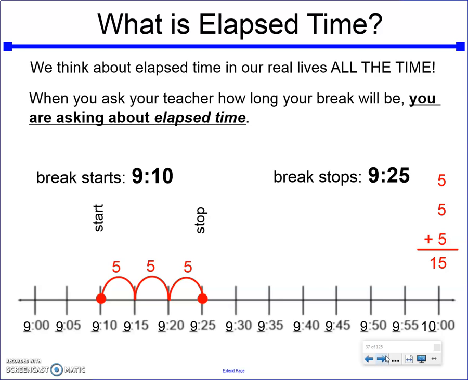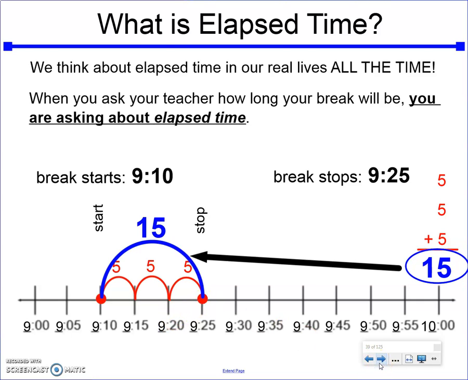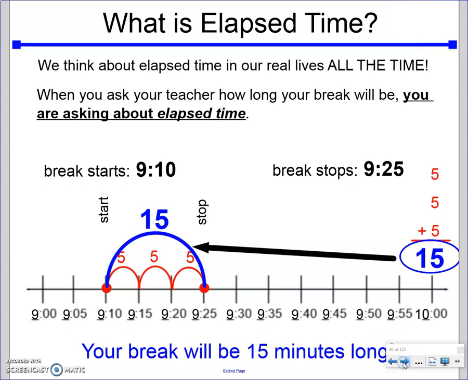Well, third grade, that means that the answer to the problem we were trying to solve, what is the elapsed time between 9:10 and 9:25, is 15. The total amount of time between the start time 9:10 and the stop time 9:25 is 15 minutes. So that would tell us that our break will be 15 minutes long. You can see that a number line can be a very helpful tool for determining elapsed time, or how much time passes between a start and stop time.